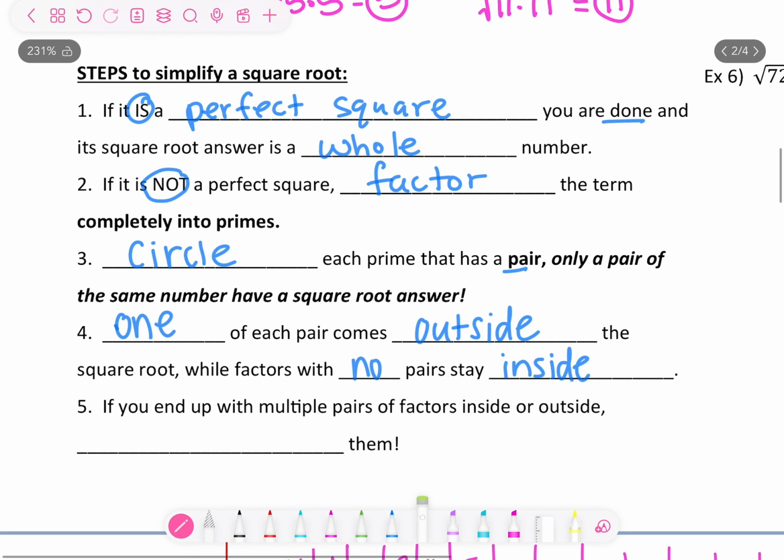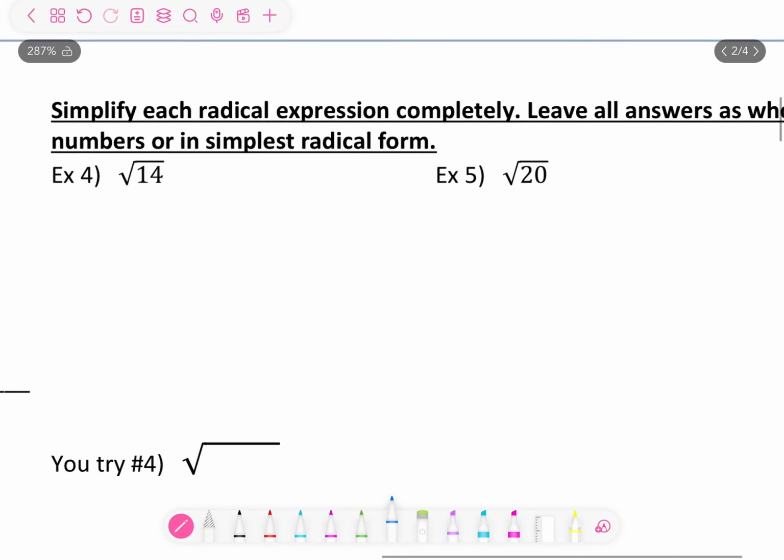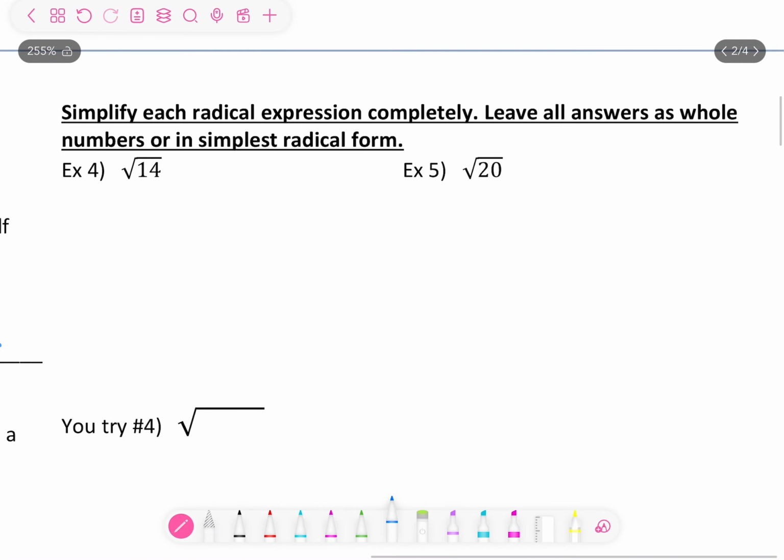If you end up with multiple pairs of factors inside or outside, then you're just going to multiply them back together. So if you end up with like a double date or two single people hanging out at home, you just multiply them back together. Whenever you end up with multiple numbers, you multiply them. Okay, so here we go. Let's take a look. Simplify each radical expression completely. Leave all answers as whole numbers or in simplest radical form.